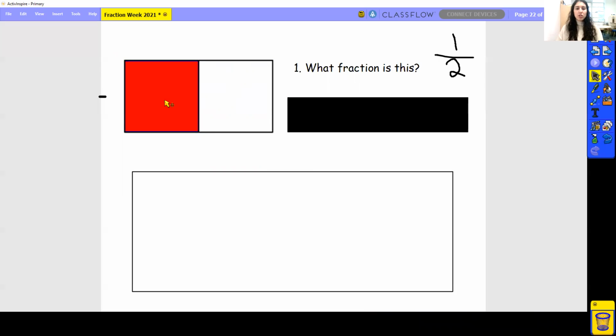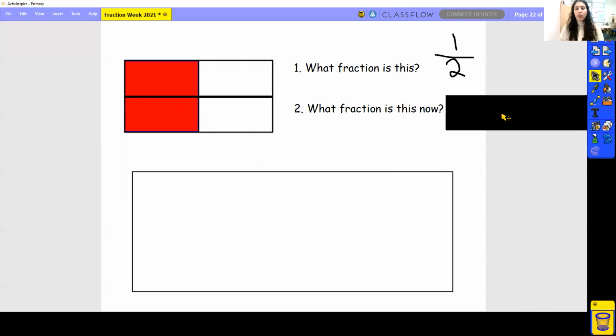Now I'm just going to do something to our whole now. There you go. So I've just changed our fraction. What fraction is this now? Write it down.